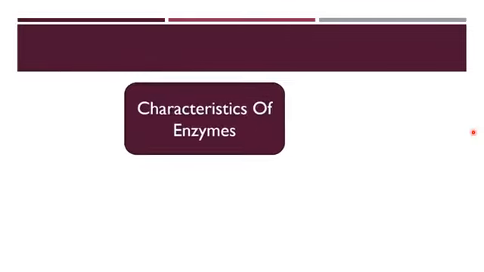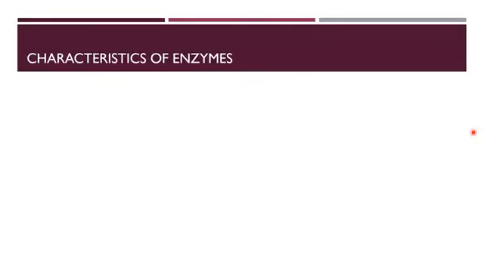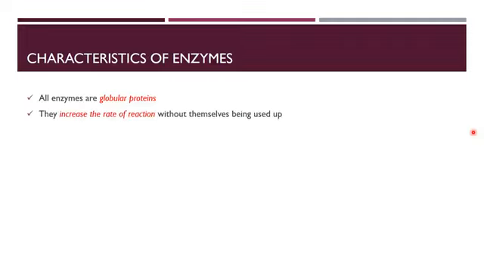Now, we'll discuss the characteristics of enzymes that are very important. All enzymes are globular proteins, okay? And they increase the rate of reaction without themselves being used up. They are not utilized, meaning they are not broken down, and they just need to attach to the substrates to convert them into the products. Okay.